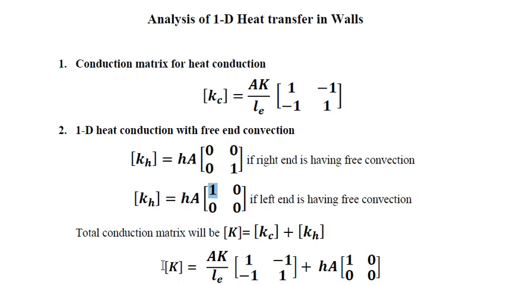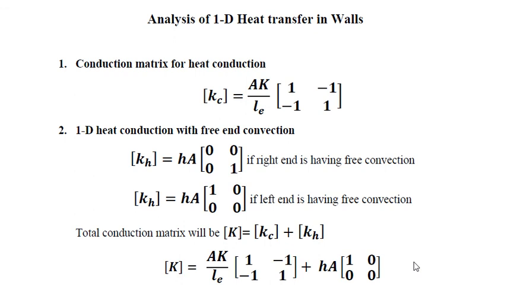So the total global conduction matrix, this is elemental. If I write global, it is AK by L times [1 -1; -1 1]. This is for conduction and this is for convection. Both are having the same degrees of freedom, 1 and 2. So the respective terms are added: this is added with this element, this with this member, this with this element. Direct addition. There is no worry about any other thing.